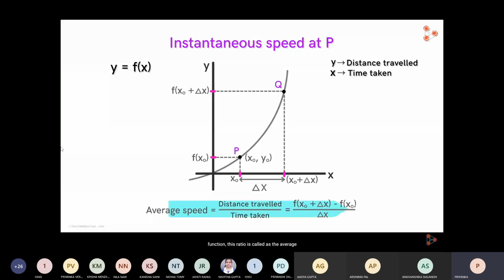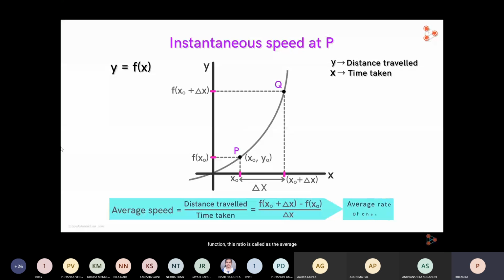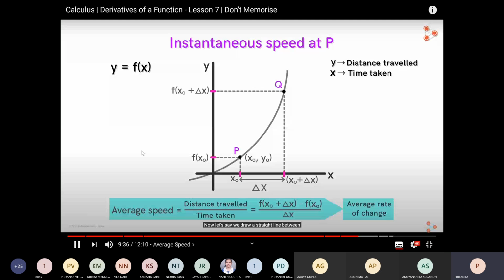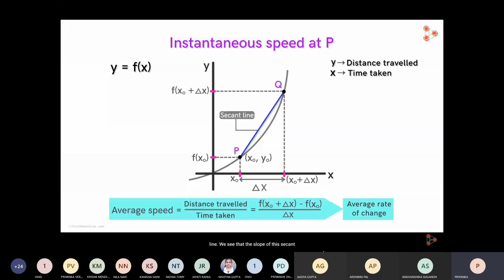For a function, this ratio is called the average rate of change. Now let's say we draw a straight line between these two points. It's called the secant line. We see that the slope of this secant line will be equal to the average speed.